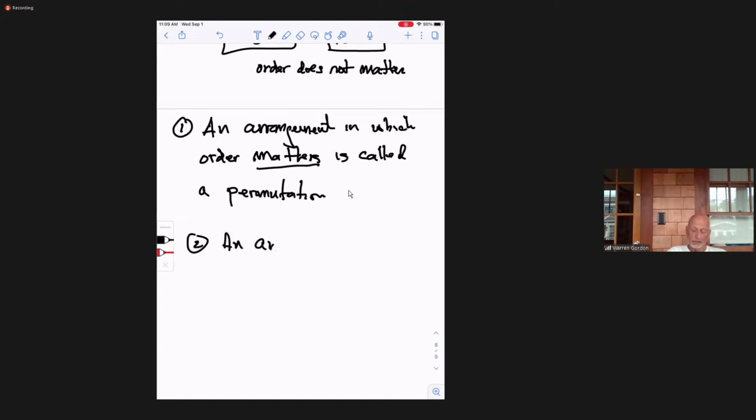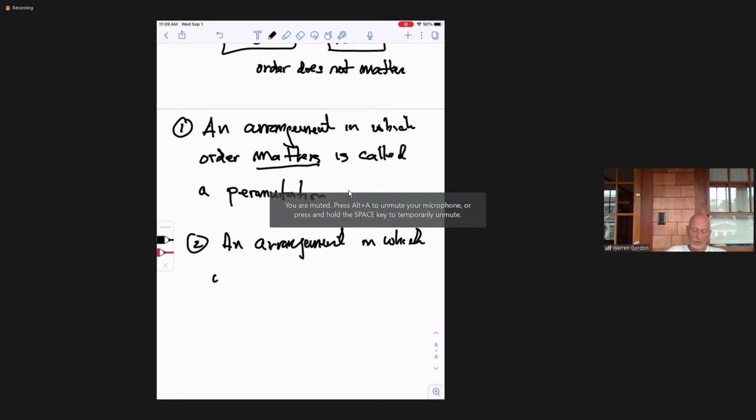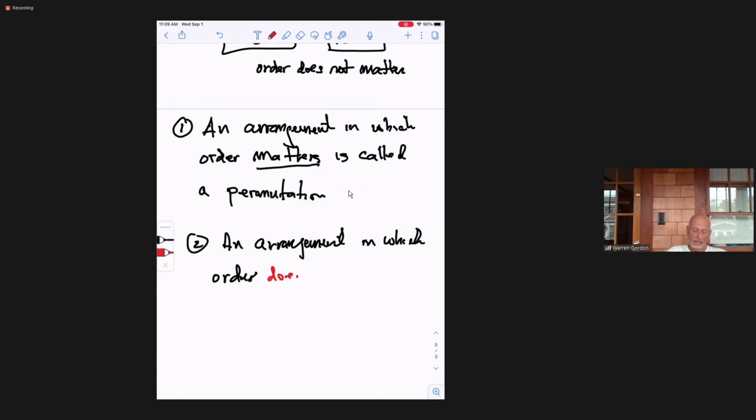An arrangement in which order does not matter is called a combination. And we'll look at these very shortly.